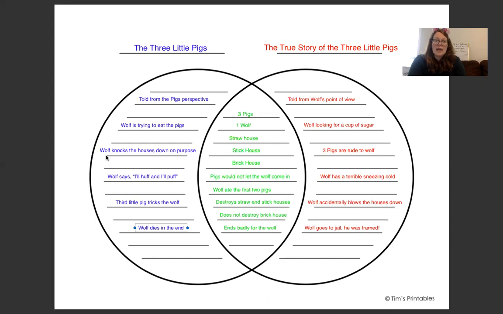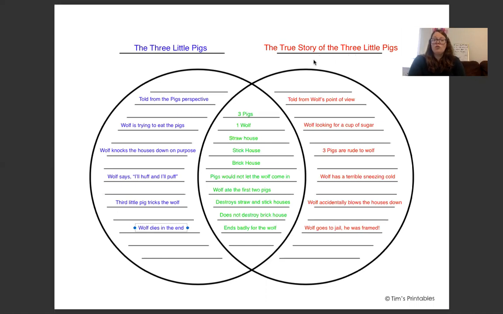The wolf is trying to eat the pigs. Wolf knocks the house down on purpose. Wolf says, "I'll huff and I'll puff." The third little pig tricks the wolf. And at the end of the story, the wolf dies. So that was different than the true story of the Three Little Pigs.